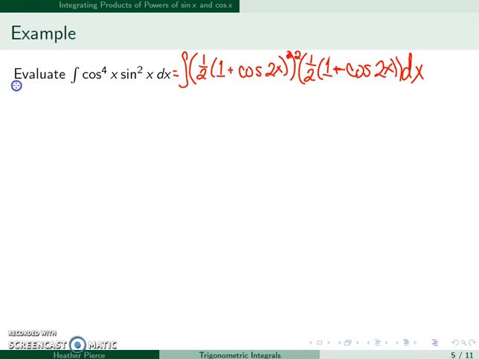So, multiplying this out gives me 1/8 times the integral of, once we multiply this all out, 1 plus cosine 2x minus cosine squared 2x minus cosine cubed 2x dx.